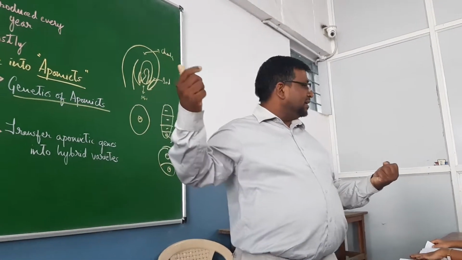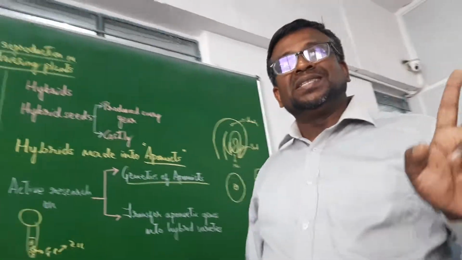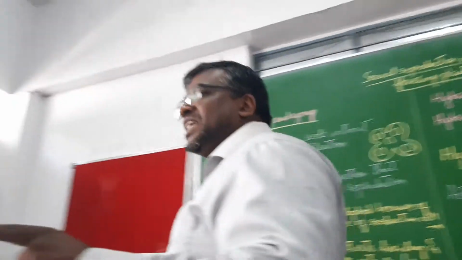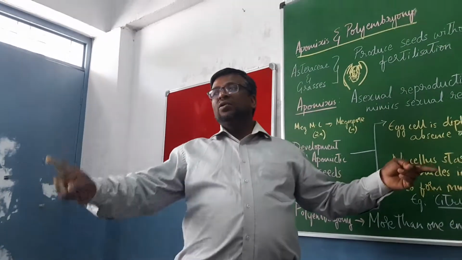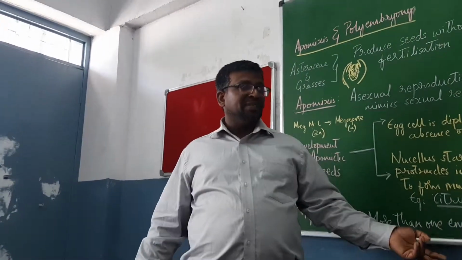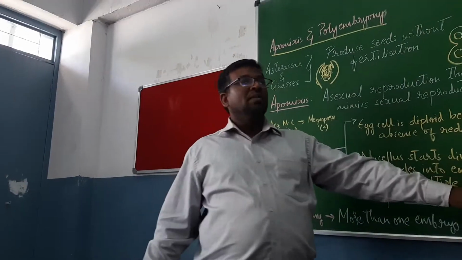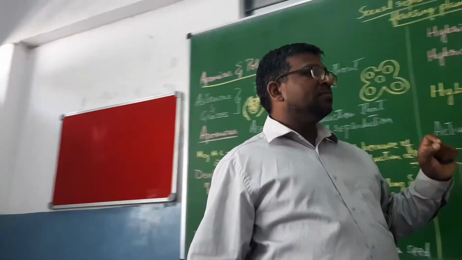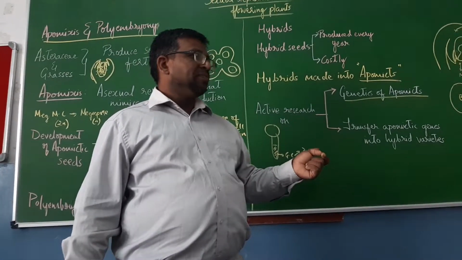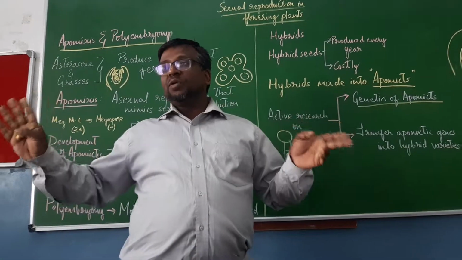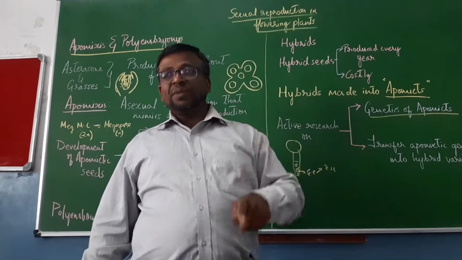Another synergid degenerates. So there are two sperm cells. The sperm cell which is rich in plastids fuses with the egg cell to form the zygote. The sperm cell which is rich in mitochondria fuses with the secondary nucleus to form the primary endosperm nucleus, or primary endosperm cell, PEC. So double fertilization equals syngamy plus triple fusion.